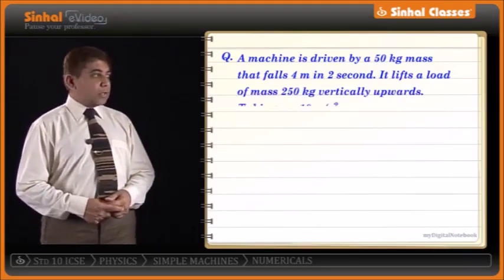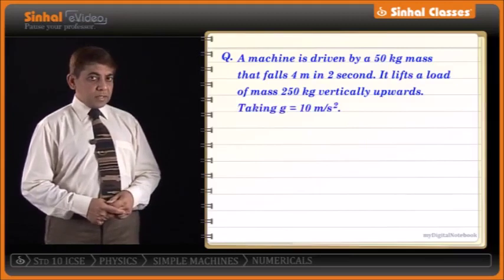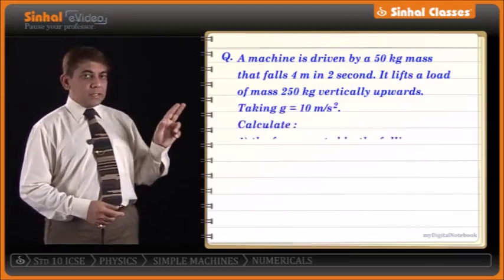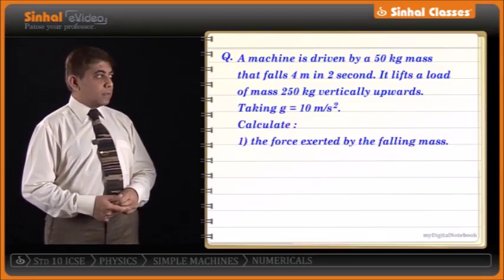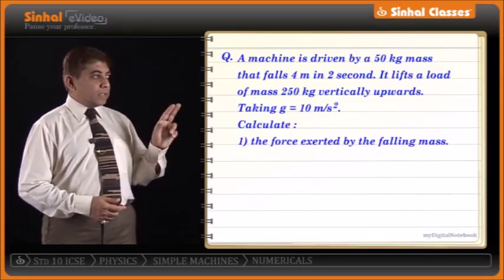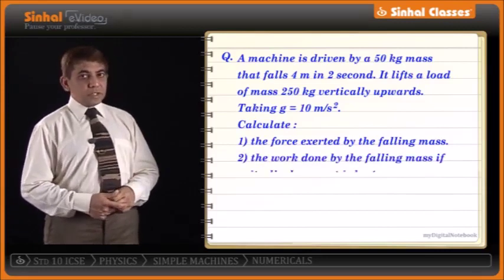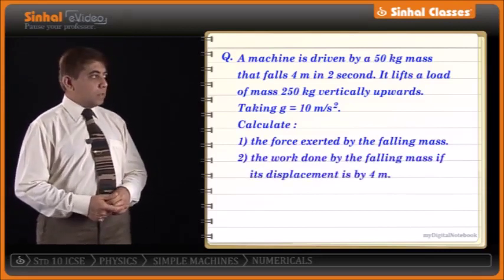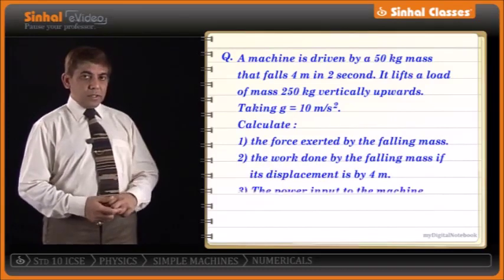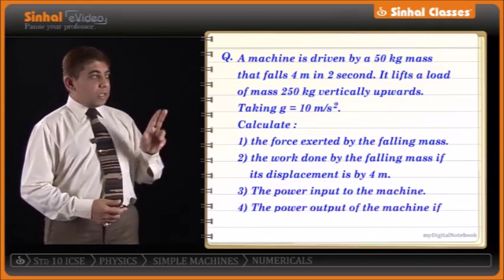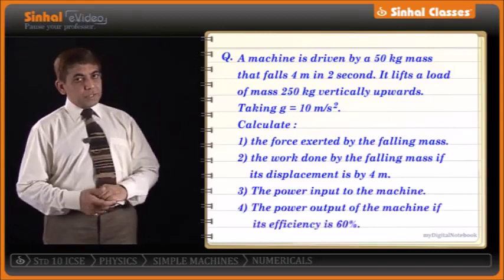Taking acceleration due to gravity as 10 meter per second square, you're asked to calculate the force exerted by the mass. Second, work done by the falling mass if its displacement is 4 meters. Third, the power input of the machine. And fourth, the power output of the machine if its efficiency is 60%.